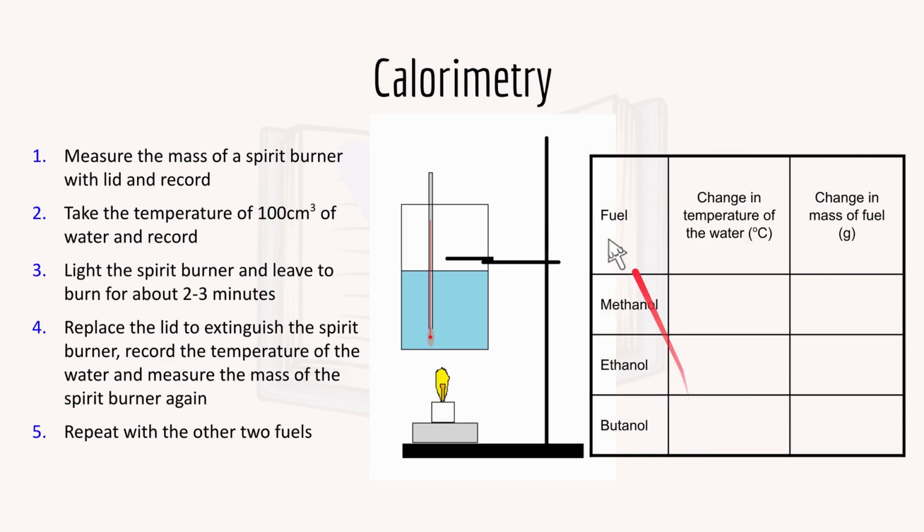Then we have the calorimetry experiment. I'll just skim through this. Measure the mass of the spirit burner over here with its lid and record it, and take the temperature of 100 cm cubed of water and record it. Light the spirit burner and leave it to burn for about 2 to 3 minutes, then replace the lid to extinguish the spirit burner, record the temperature of the water, and measure the mass of the spirit burner again, so that you get the mass of the fuel used and the temperature change. Then repeat it with 2 other fuels.